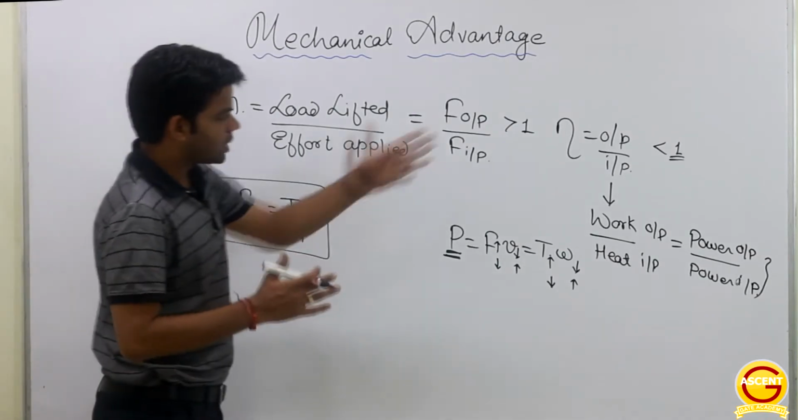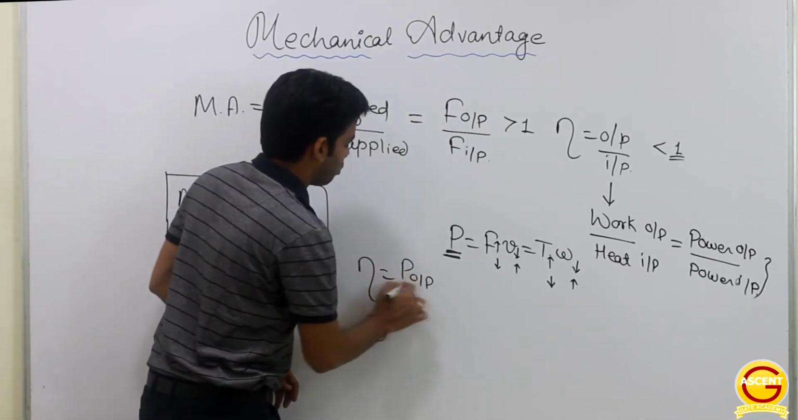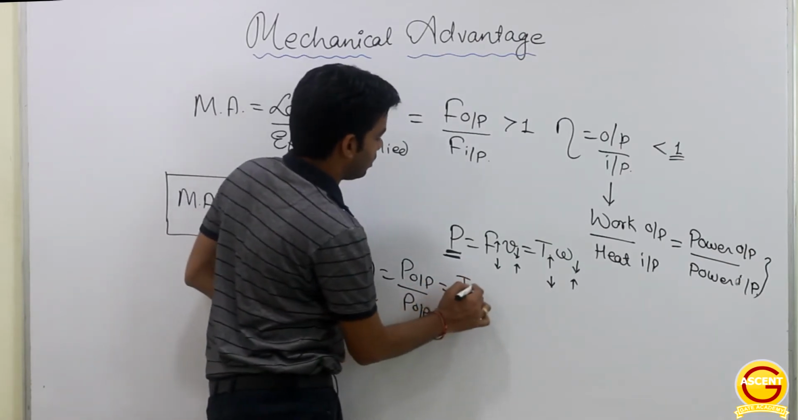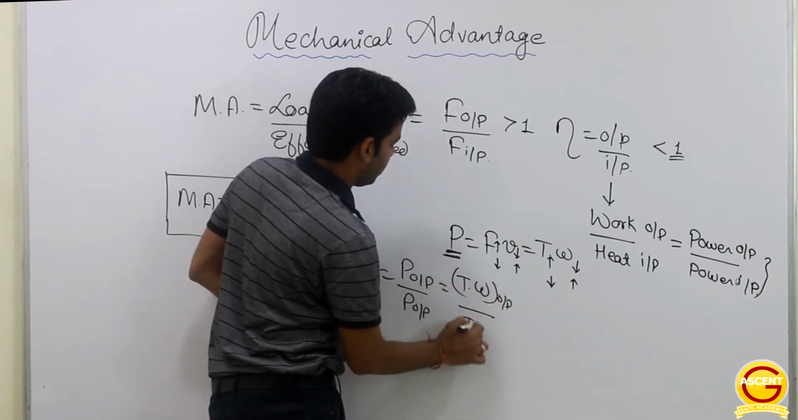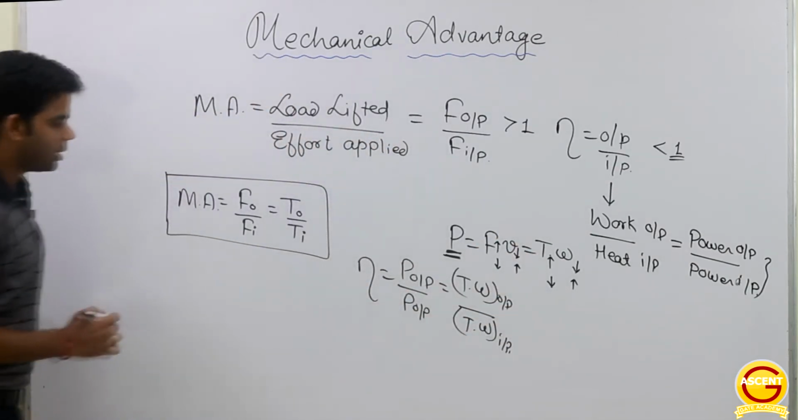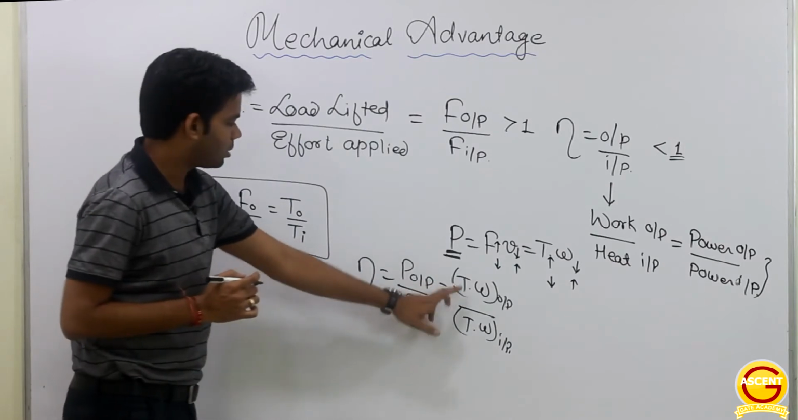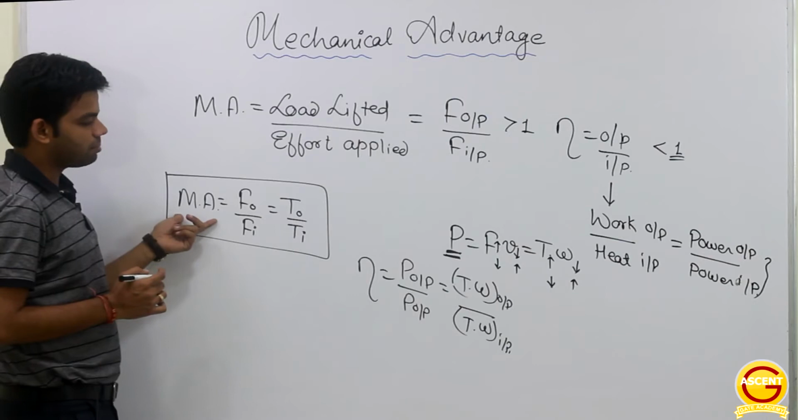Okay, now efficiency, as I told you, is equal to the ratio of power output to power input. Now this can be written as the ratio of T into omega at output to T into omega at input. Now what is this T output to T input? The ratio of this T output to T input can be written as mechanical advantage.